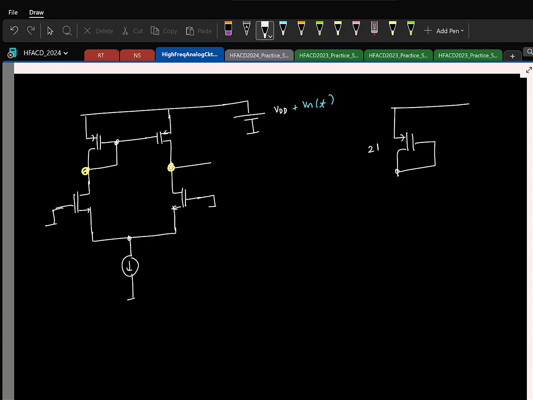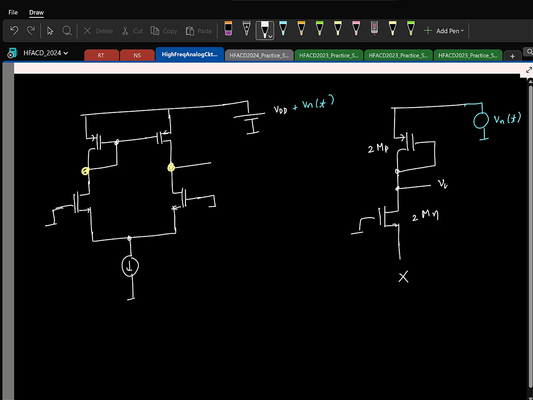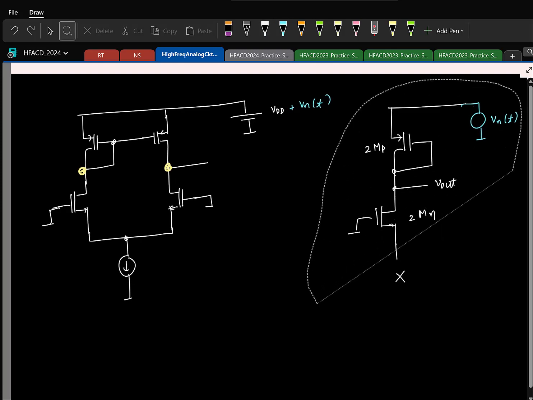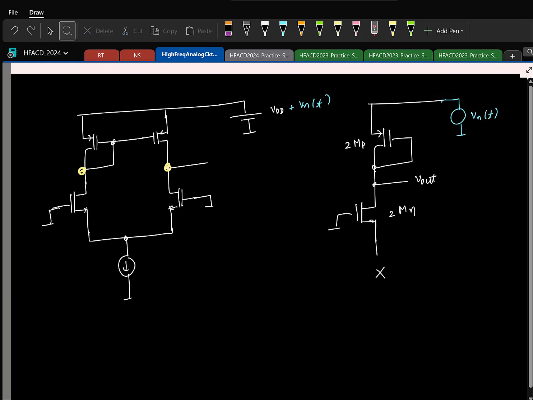You'll have the 2 times the PMOS transistor here, 2 times the NMOS transistor, and the current source is there, that's going to be open in small signal, and here I'll only have the incremental change in the supply. So this is our output. So now tell me what will be small signal Vout in terms of Vn.